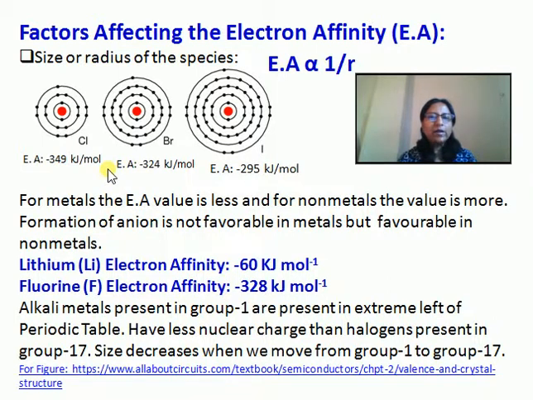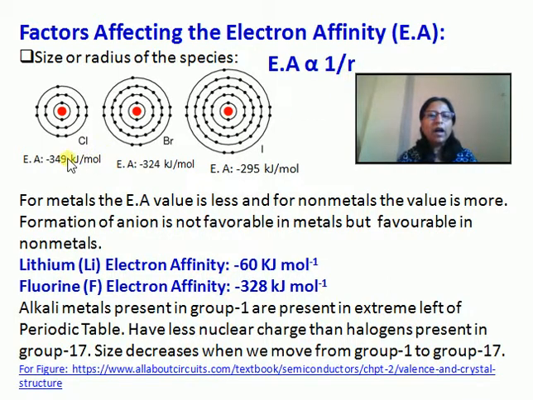So now I'll discuss with you the key factors which affect the electron affinity values of an atom. First, the size is very important. You know very well that all these physical properties like electron affinity, electronegativity, ionization energy, all depend very much on the size of the atom, and the relation is that electron affinity is inversely proportional to R. R means the radius of the species.